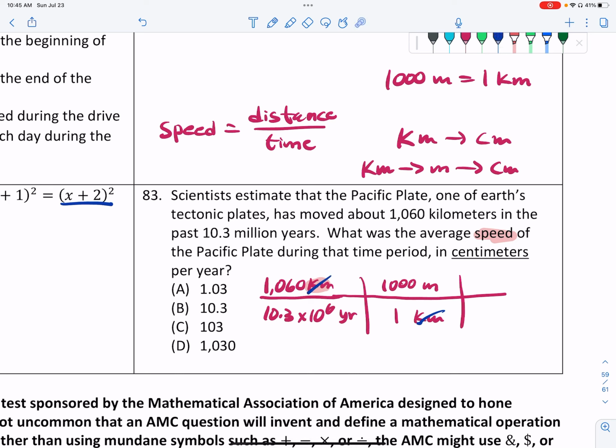And then you'll have to do it one more time in order to get rid of your meters to turn this into centimeters in order to figure out what this thing is. And can you do this without a calculator? Perhaps. See what you come up with.